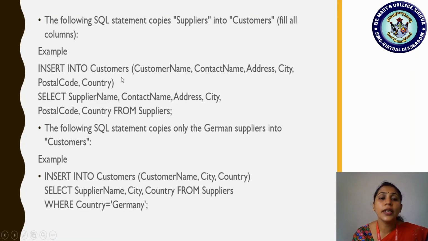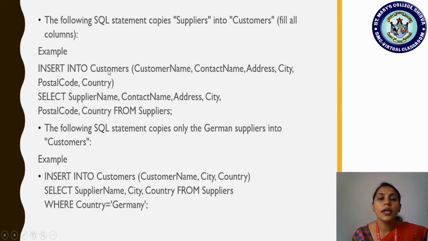So which is the target table, and which is the source table now? Select, for the customer name attribute of the customer table, the column name is supplier name. For the contact name you are taking contact name only. For the supplier's address, address. Supplier city, city. Supplier postal code, postal code. Supplier country, country. From suppliers. So this is how you are mentioning the source table information.